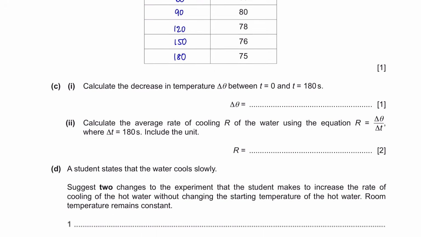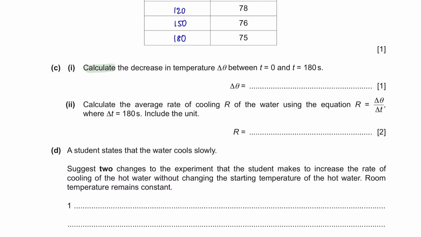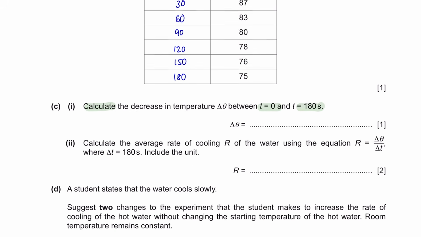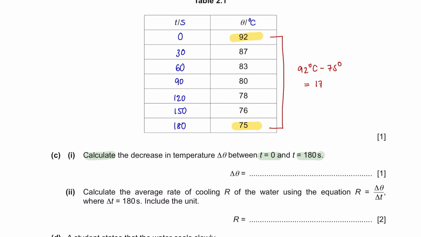Question C. Part 1. Calculate the decrease in temperature theta between time 0 and time 180 seconds. And the value for the change of temperature theta would be 17.